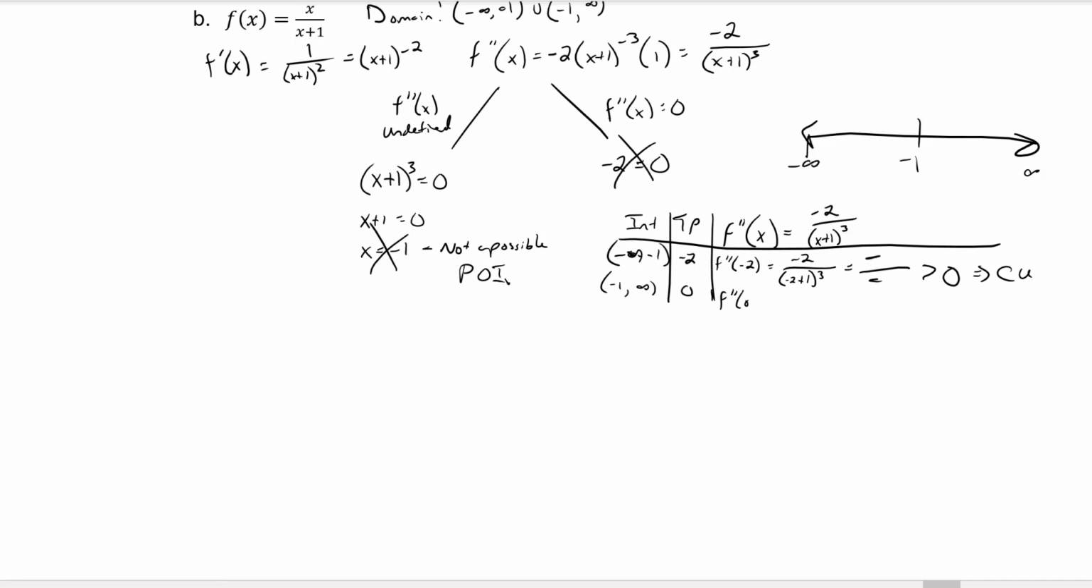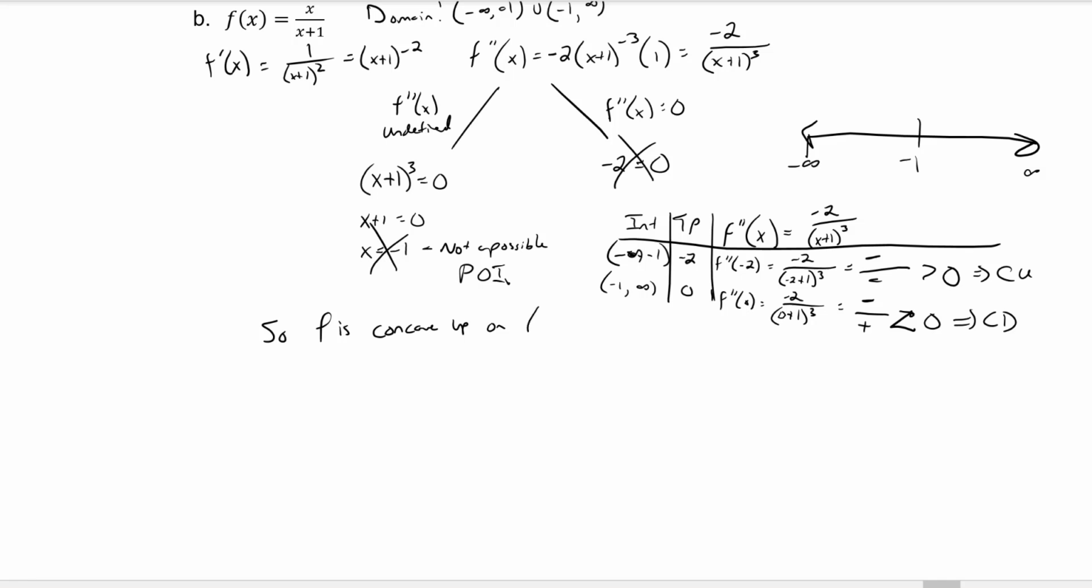F double prime of 0. So that's negative 2 over 0 plus 1 to the third power. So that's negative over positive, since 0 plus 1 is positive. And so overall the second derivative is less than 0. So concave down.